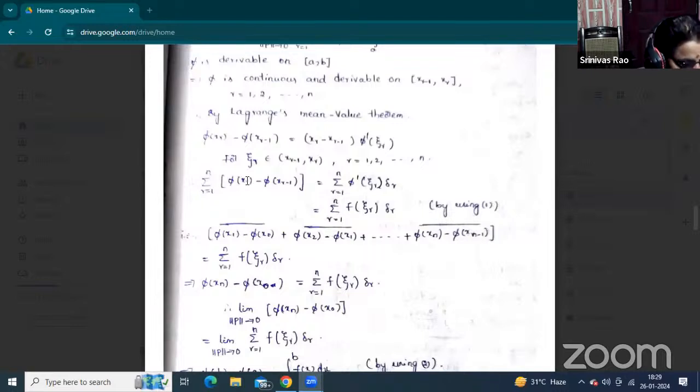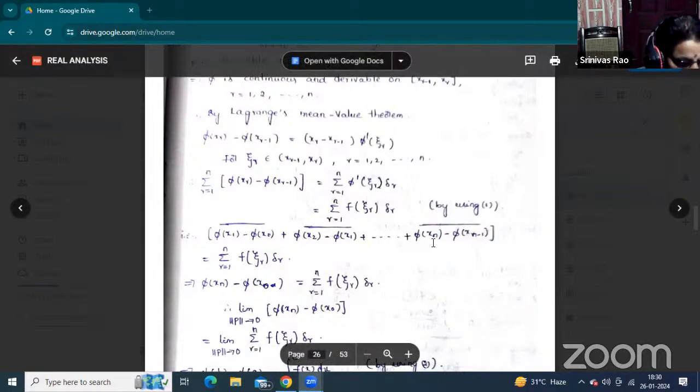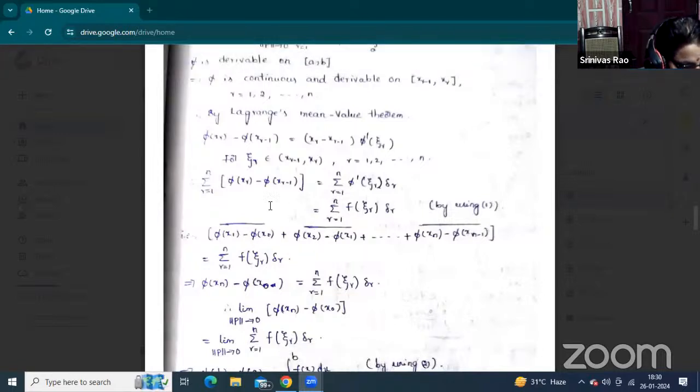Put R equal to 1, pi of X1 minus pi of 1 minus 1, which is X0. R equal to 2, pi of X2 minus pi of X1. In the same manner, pi of Xn minus pi of Xn minus 1. After the simplification, we get the result pi of Xn minus pi of X0. Remaining all the values are cancelled.